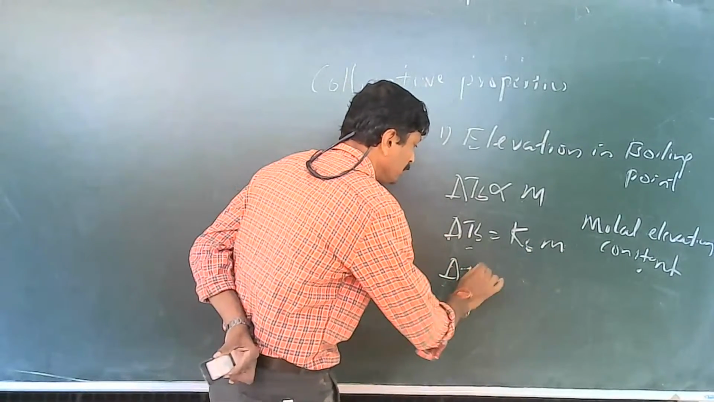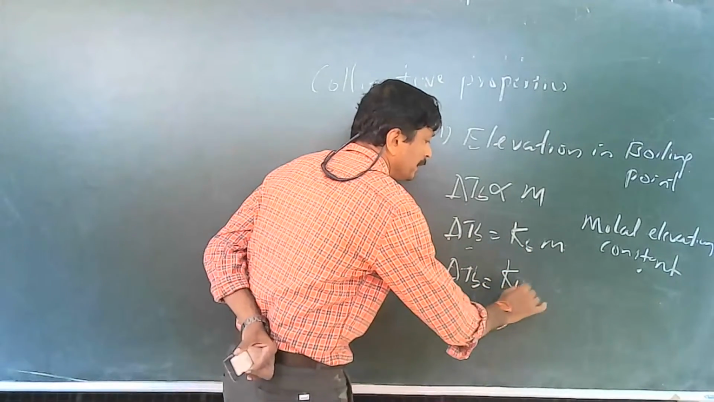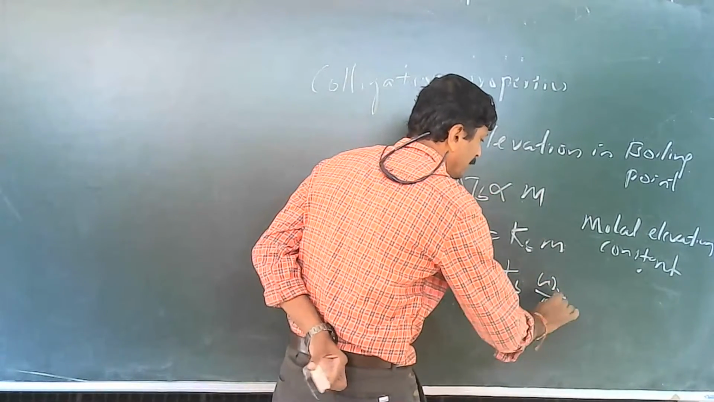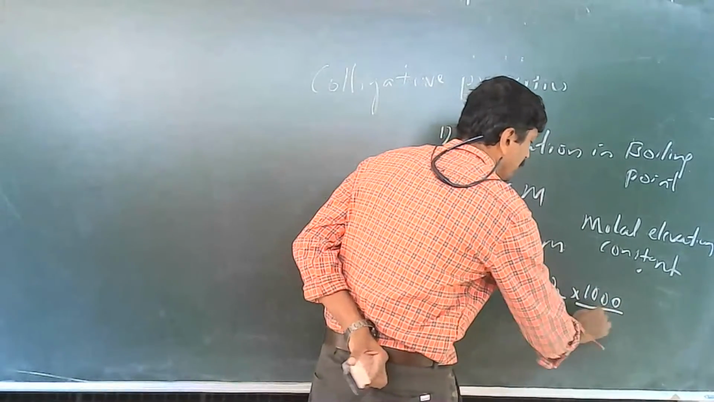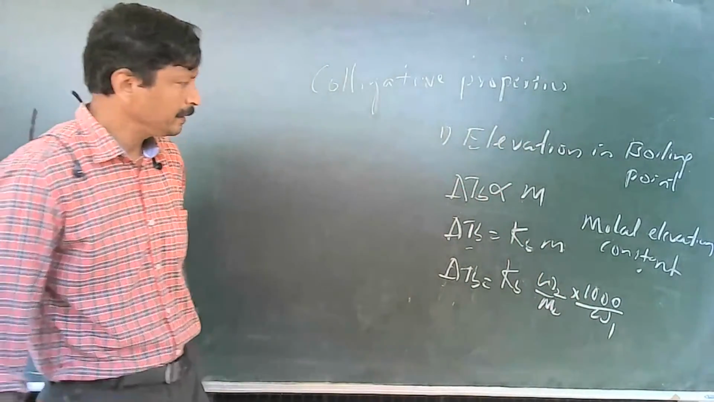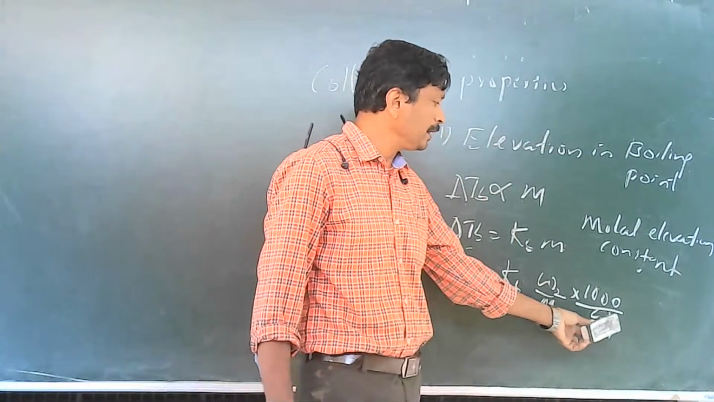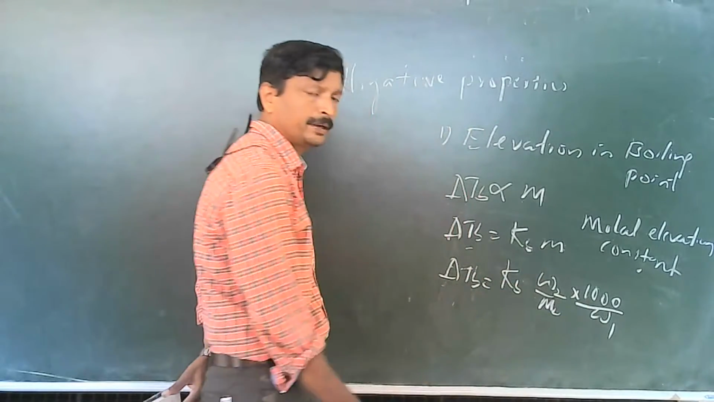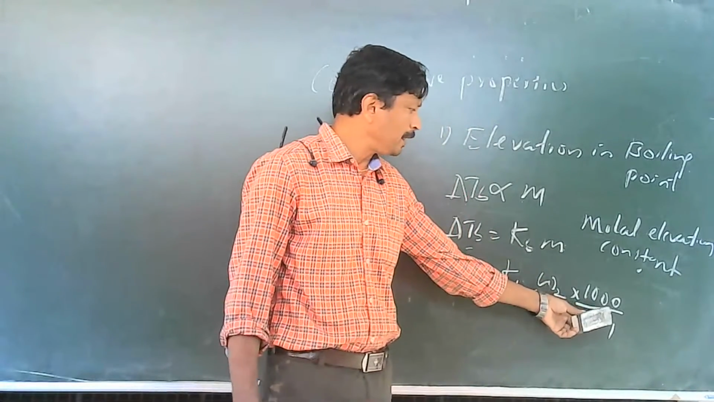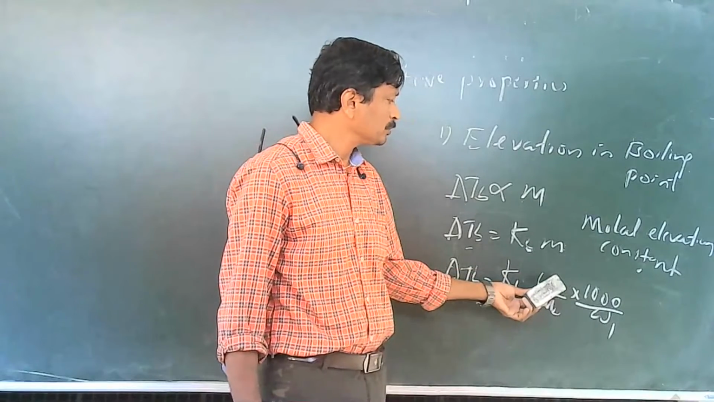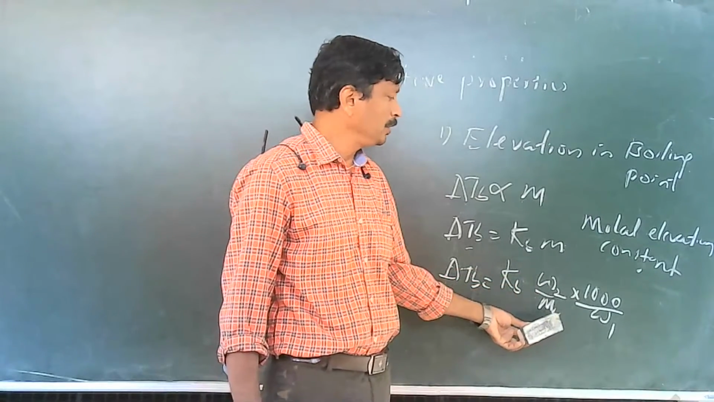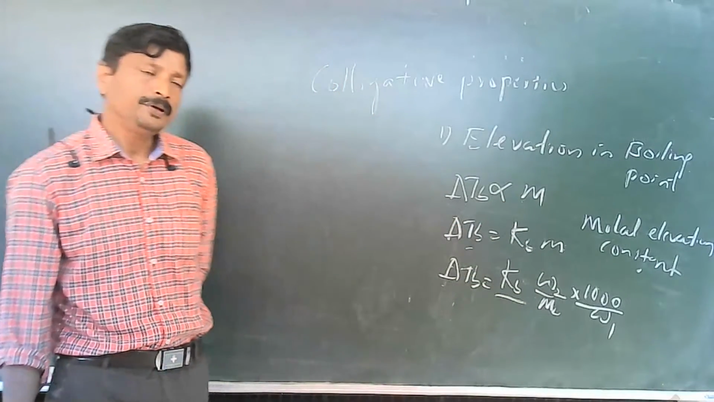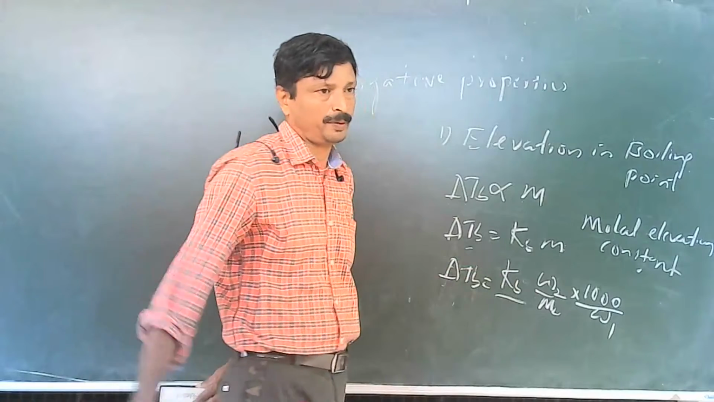Now delta Tb is equal to Kb into m. What is m? The molality. We have discussed it in the first class: W2 by M2 into 1000 divided by W1. What is molality? The number of moles of solute dissolved in 1000 grams of the solvent. So what are W1 and W2? Already you know, W1 is the mass of the solvent, W2 the mass of the solute, M2 the molar mass of the solute, and Kb is the molal elevation constant. Its value depends upon the nature of the solvent.